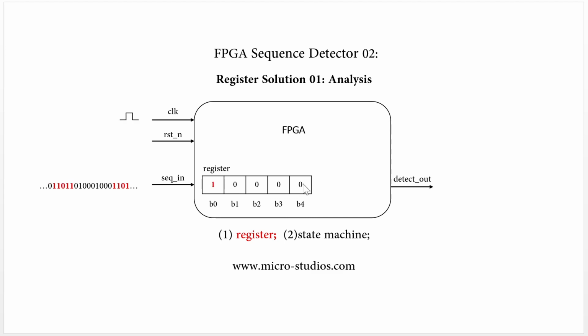When one clock comes in on this clock pin, it will bring one bit. The first bit is 1, shifted in from the sequence in pin. It shifts into the register at the bit 0 position.